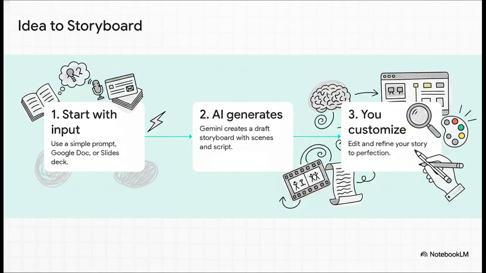So, Vids pretty much eliminates that dreaded blank page problem. You can just start with a simple text prompt, something like, create a video announcing our team's upcoming volunteer day, or you can even just feed it an existing Google Doc. From there, Gemini, that's Google's big AI model, gets to work and generates a complete first draft for you. We're talking a full storyboard, suggested scenes, even a script. It really is like having a creative co-pilot.